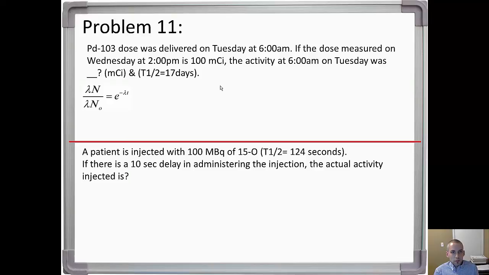Okay, so we have our formula for activity. And notice that we're dealing with time, so I'm going to put it in hours. Half-life is given in days, so I'm going to convert it to hours. So this is 17 days times 24 hours, which is 408 hours. Now I need a decay constant, which is 0.693 divided by 408 hours. So I get my decay constant in hours.